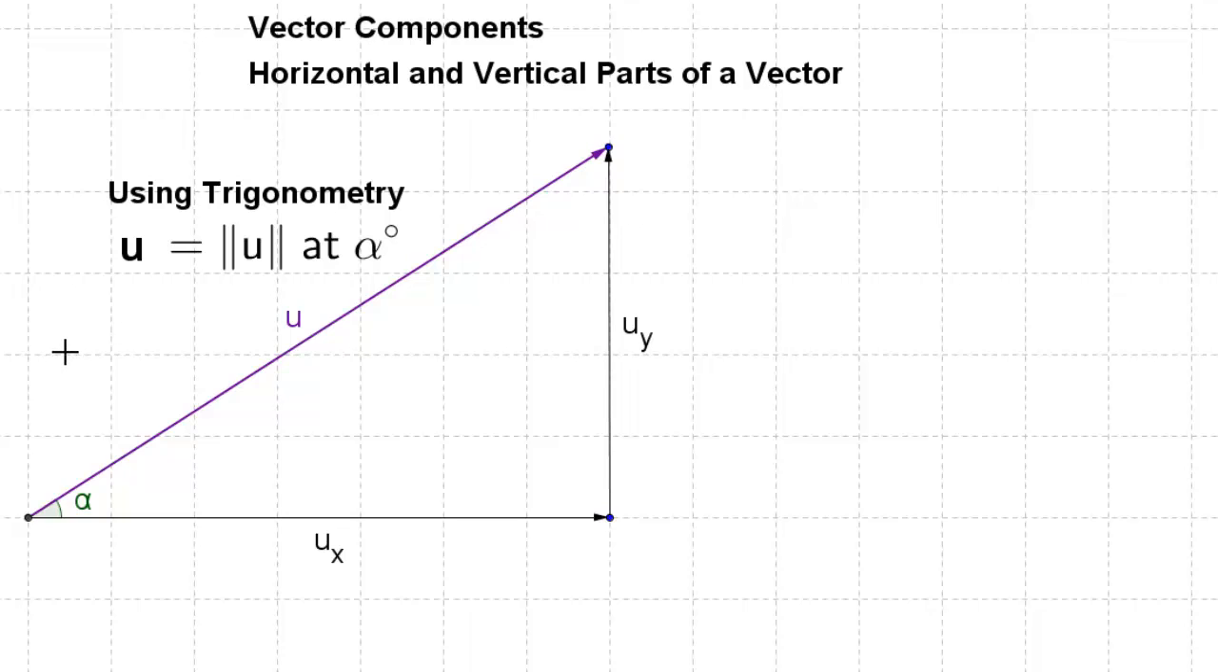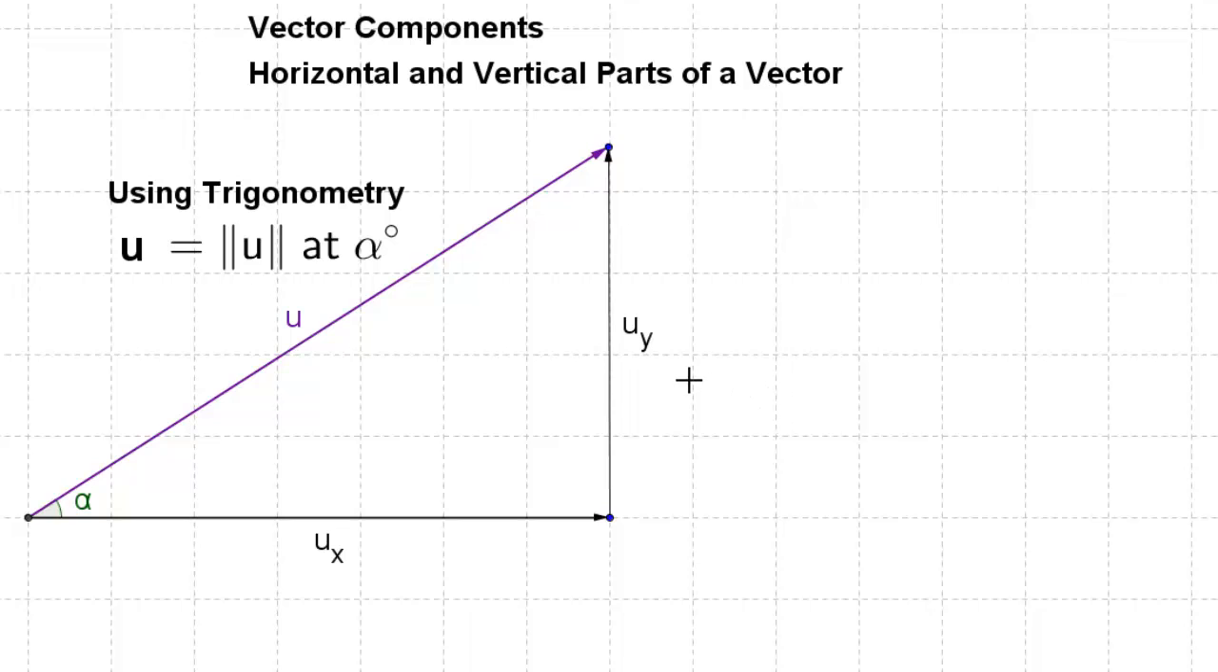So to be able to find the components, if we don't know the coordinates of the endpoints of a vector, we're going to use some trigonometry here. So let's just look at a vector u anywhere in the 2D plane where it is a certain magnitude that we know, and remember those double bars denote magnitude, at an angle alpha.